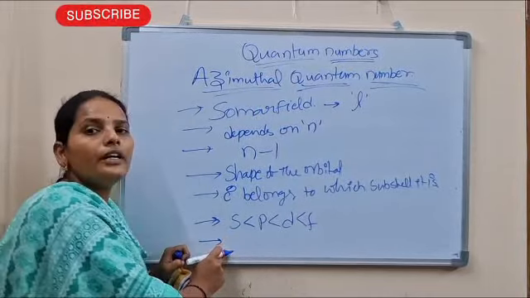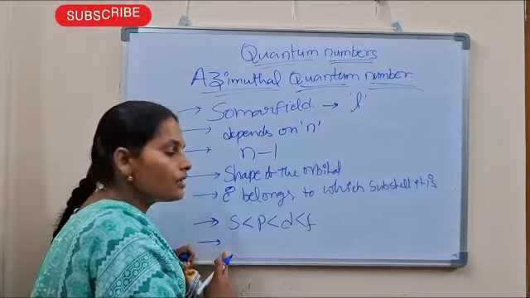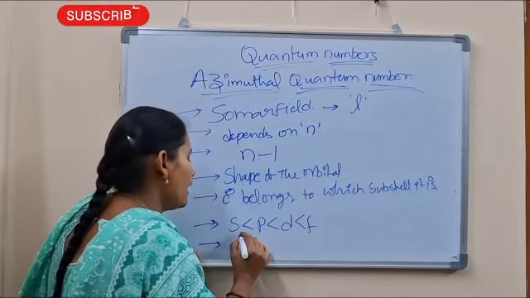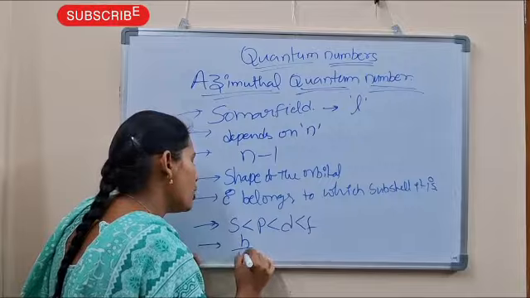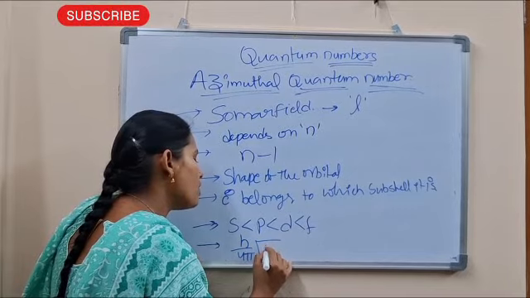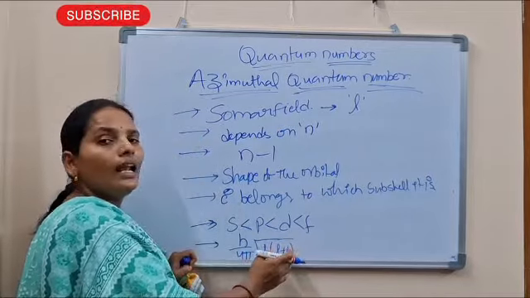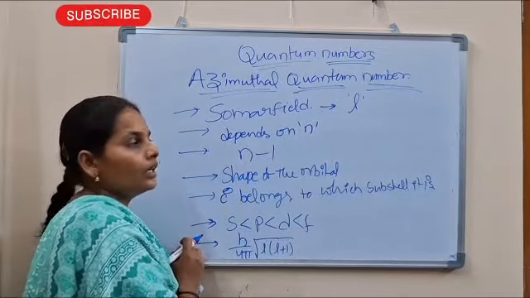Next, the angular momentum of the electron given by the azimuthal quantum number is h by 4 pi into the square root of L into L plus 1.